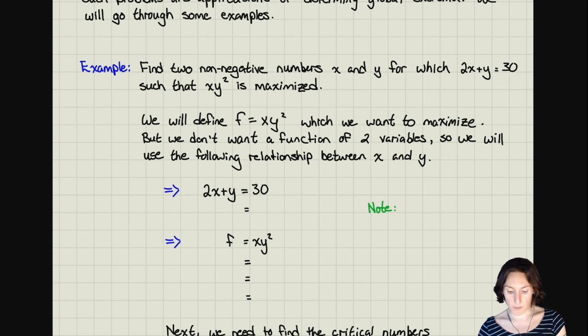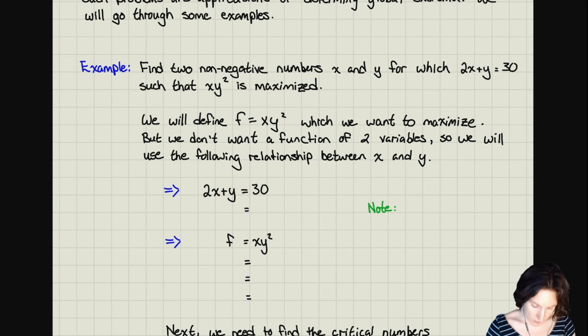So we need to find a relationship between x and y so I can isolate for one of them in terms of the other and then sub it in. But we have been given a relationship between these two quantities. We know that 2x plus y is equal to 30. So using this expression, I can isolate, I'll say, for my y. You can actually isolate for whatever one you want.